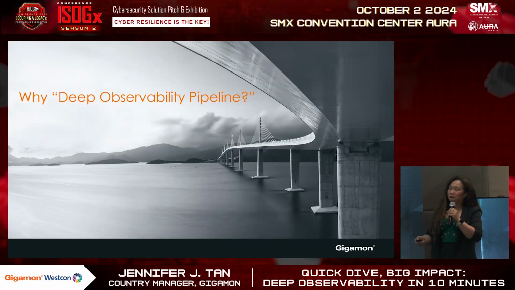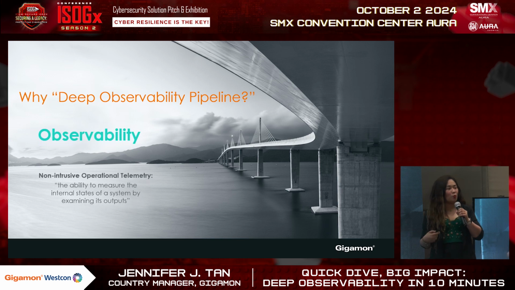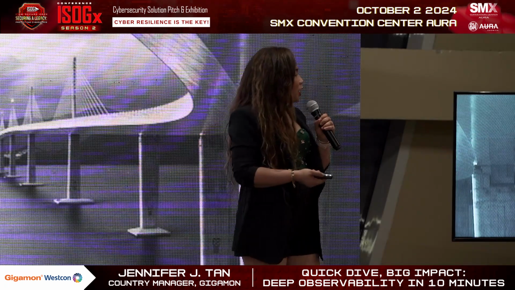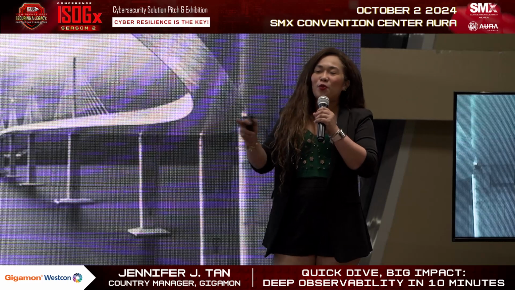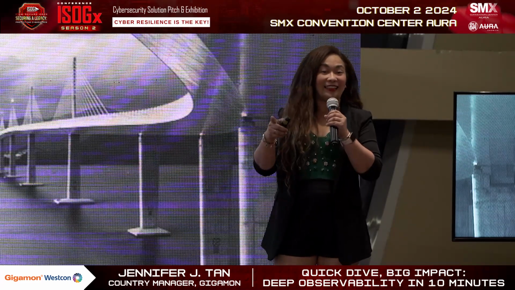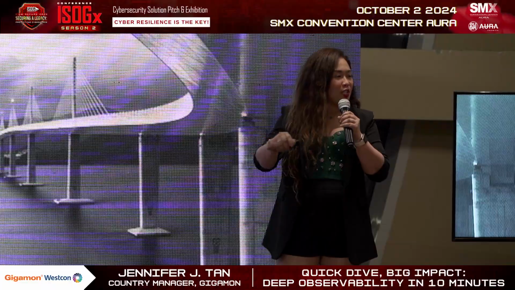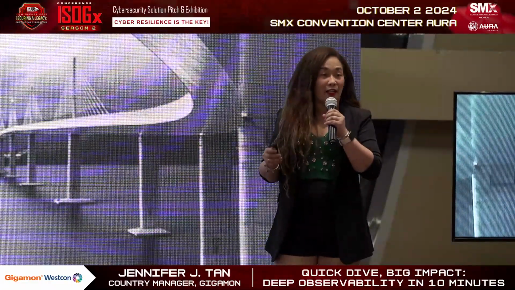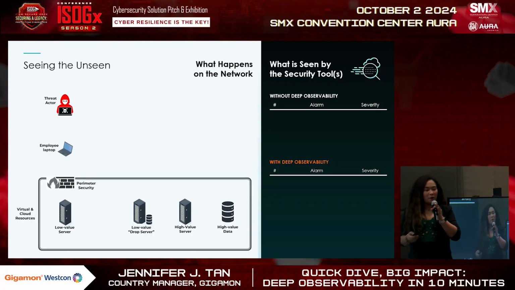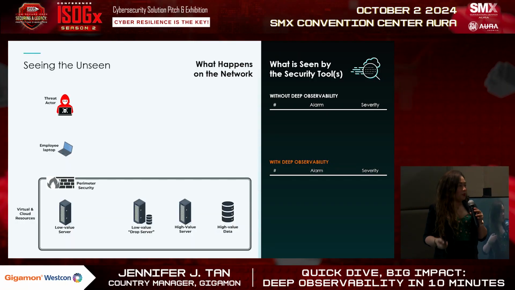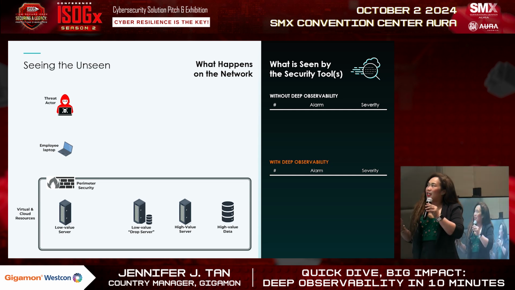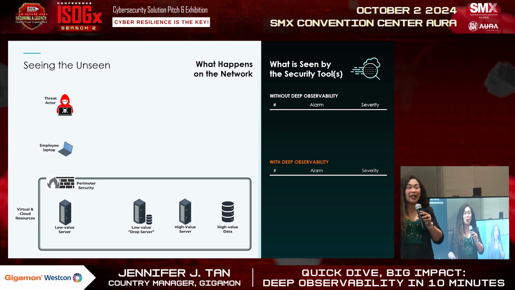By definition, observability is the ability to measure the internal states of a system by examining its output. When we say deep, as our chief product officer would always say, there is a huge difference between knowing and guessing, right? And when we say pipeline, there is a continuous flow of information through automation that can help teams collaborate effectively. Now, to give you a better picture of what deep observability is, let's put that in a real-world scenario. Let us see a glimpse of what happens in a network during an attack.